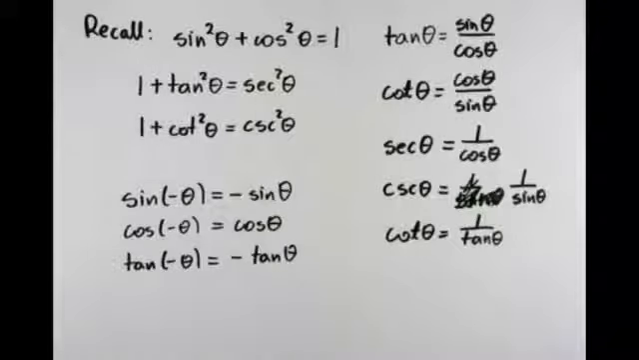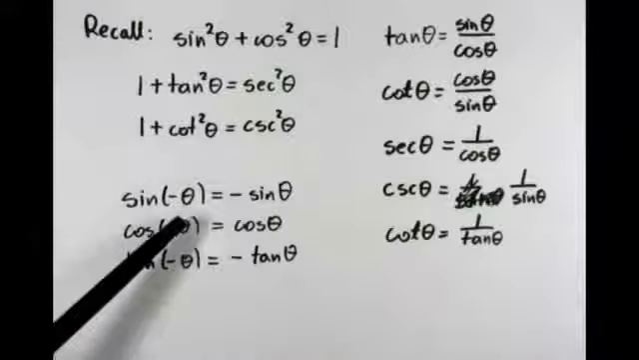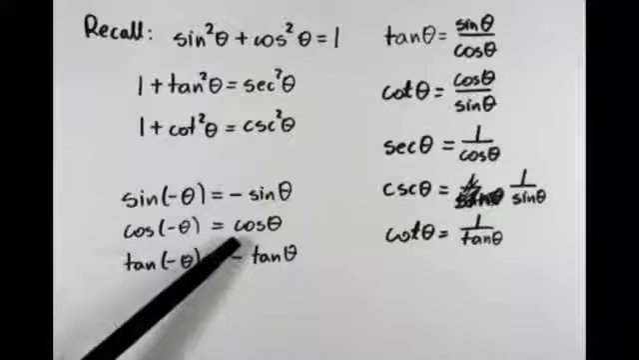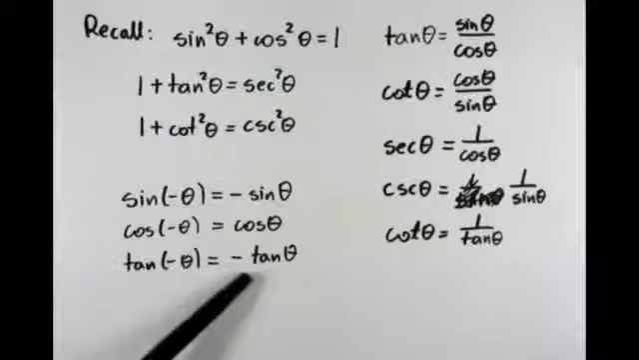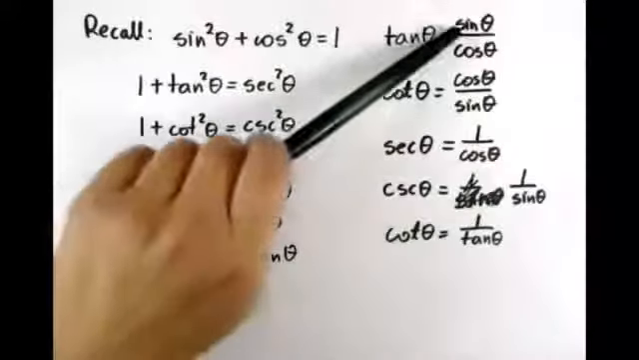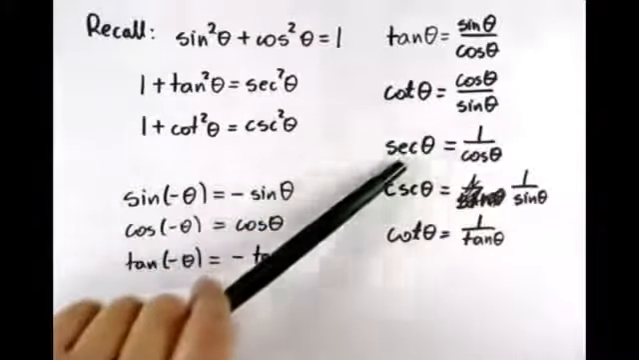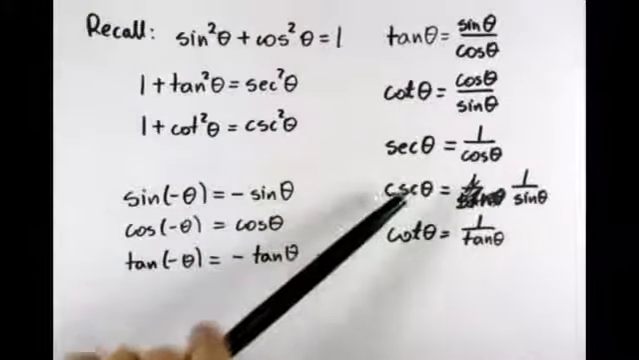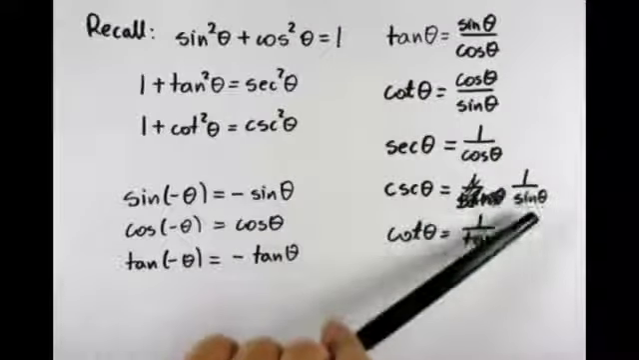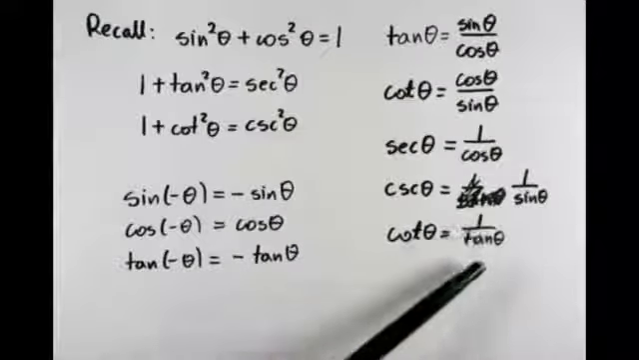Sine squared plus cos squared is 1. 1 plus tangent squared is secant squared. 1 plus cotangent squared is cosecant squared. Sine minus x is minus sine x, or theta. Cos is even, only positive. Tangent is negative as well. Tangent is sine over cos. Cotangent is cos over sine. Secant is 1 over cos. Cosecant is 1 over sine, and cotangent is 1 over tangent.